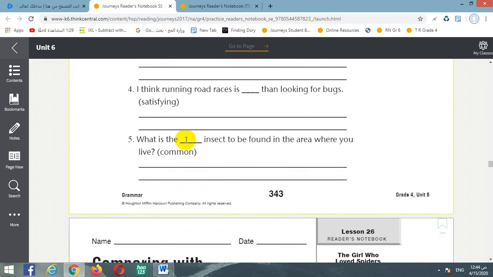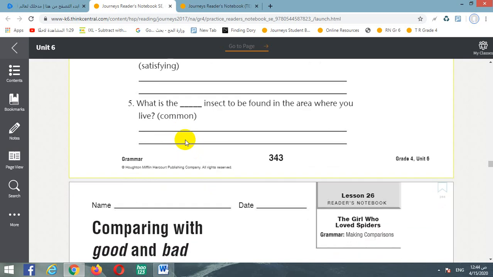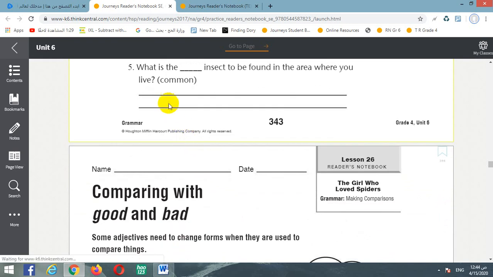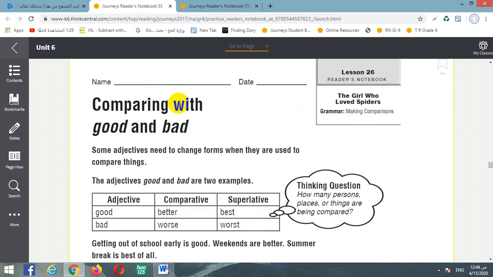Okay, so to sum up, for short adjectives in comparative we use short adjective plus er. For long adjectives we use more plus long adjective plus than. In superlative, for short adjectives we use short adjective plus est. For long adjectives we use most. So the most plus long adjective.